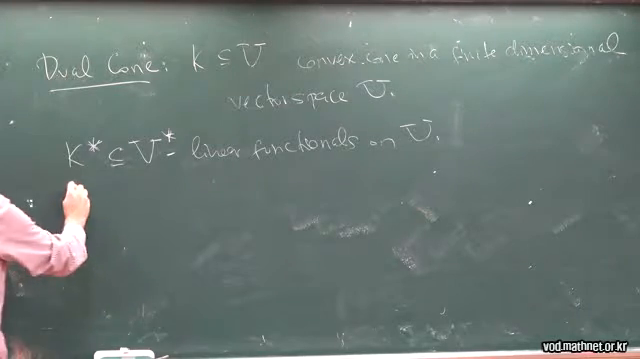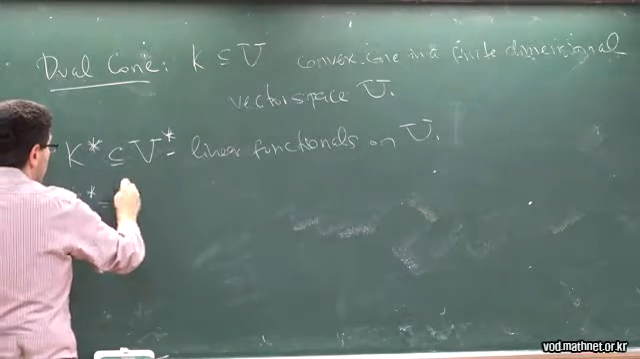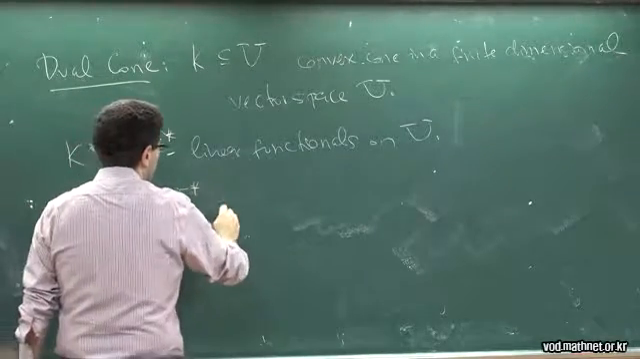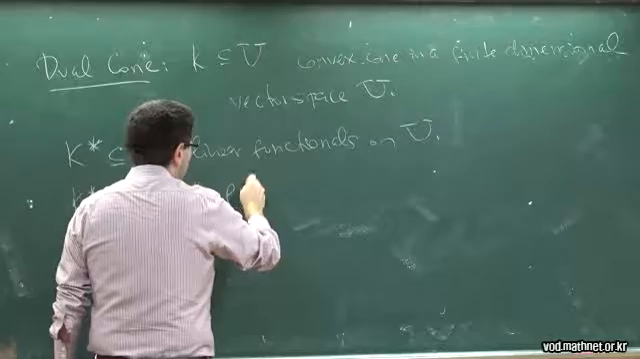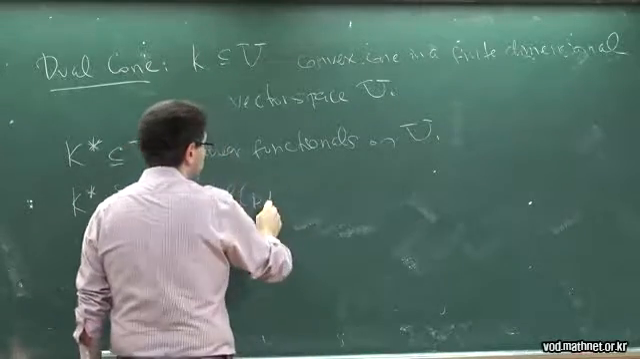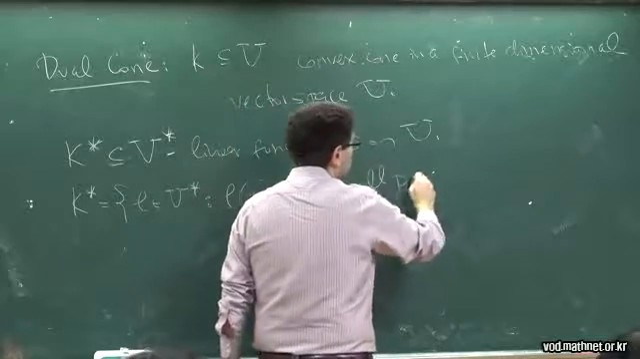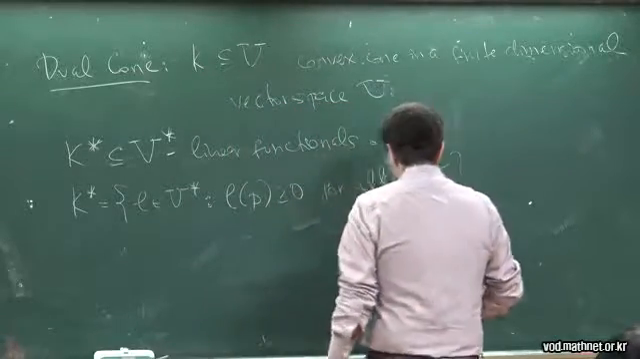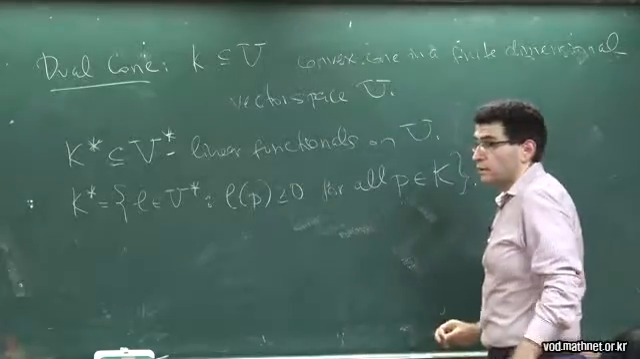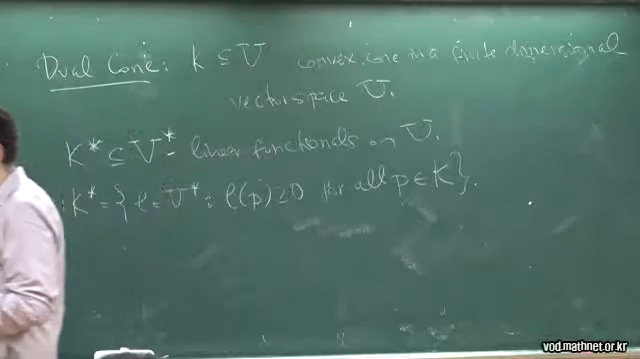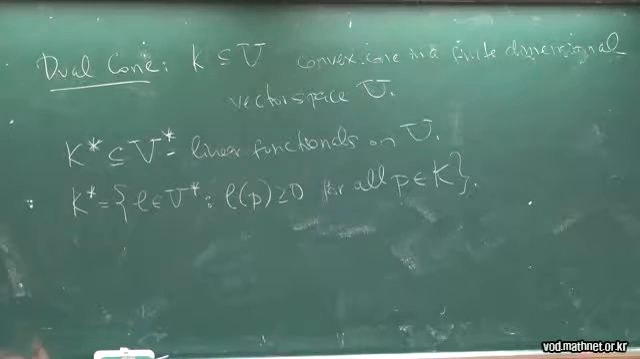Okay, so what is K star? K star is just the set of all linear functionals in V star such that L of P is greater than or equal to 0 for all P in K. Let me try to explain the idea of the dual cone, just intuitively what's happening here. Duality in convex geometry is a very powerful idea.